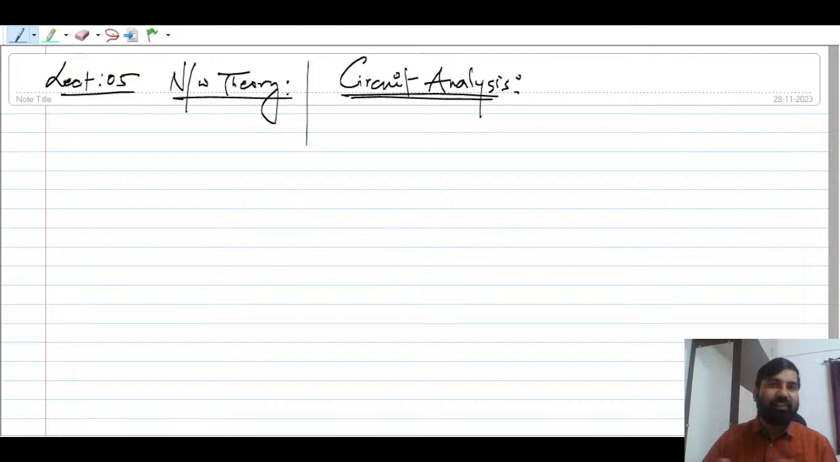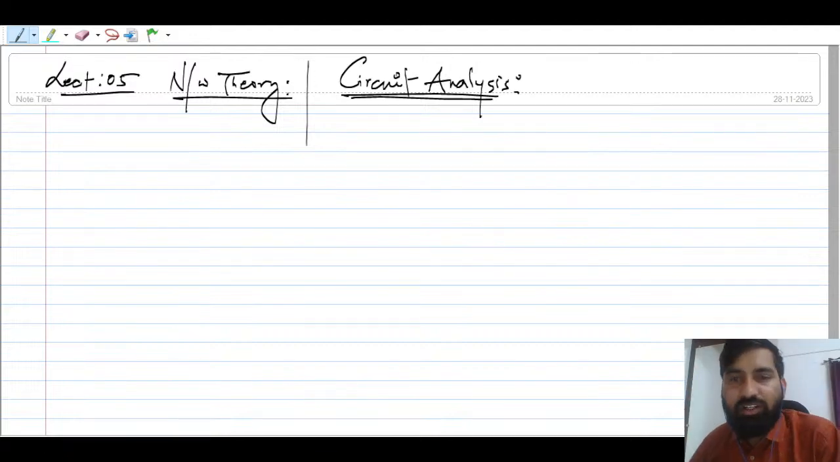But if there are many independent sources, one of the sources can absorb power. And I have shown you when they are said to be an active element, and when they are said to be a passive element, using some coordinate systems, like first quadrant, second quadrant, third quadrant, right?